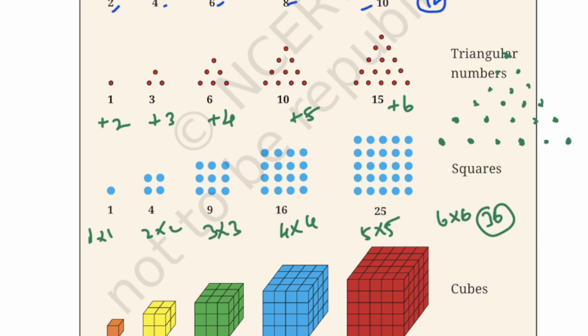So I'm going to do it in a blue color. Okay, so we have 1, 2 rows, 3, we have 3 rows. 4, again 4 rows and 4 columns. 5, 5 rows and 5 columns. So if you want to do 6, 6 rows and 6 columns. I'm going to add it here.